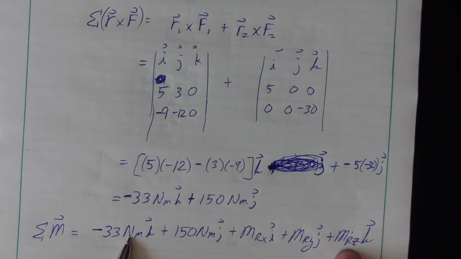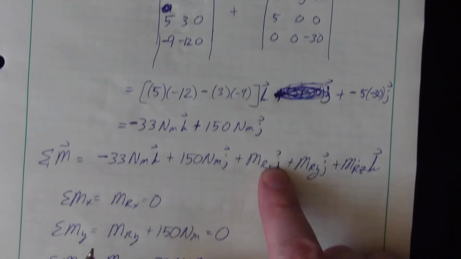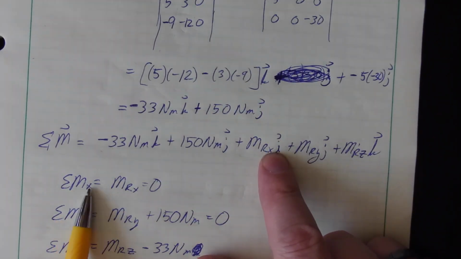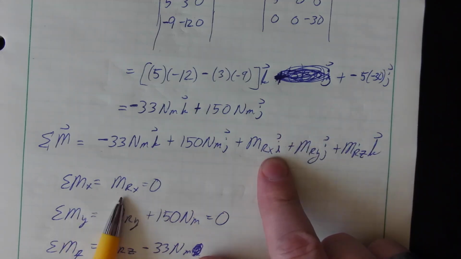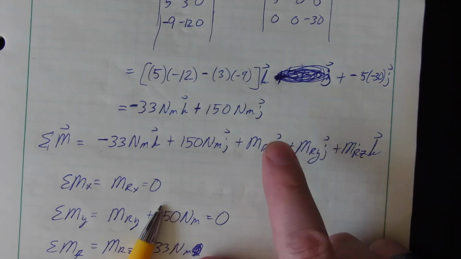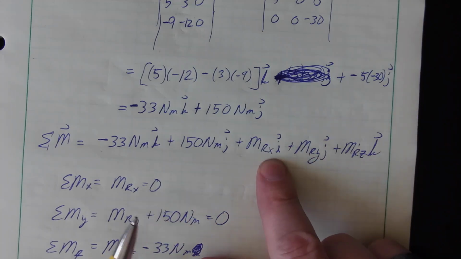And then do what we call equating coefficients. So equate all of the i's together. Everything that's multiplied by the i vector, equate that together, and that becomes my sum of moments in the x direction. So the only thing I've got in the i direction is this M_Rx, and that's 0, which is what we found earlier, because the only thing in the x direction is that reaction moment. So it's not needed, it becomes 0.